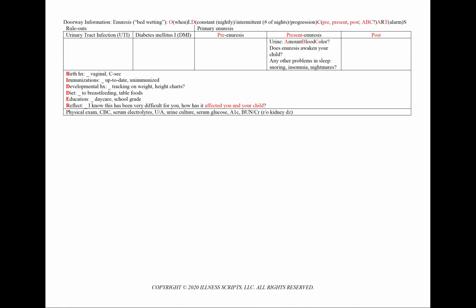And we'll ask, does the enuresis awaken your child from sleep, or if there are any other night problems while they're sleeping, including snoring, insomnia, or nightmares. So in general, any problems at night.